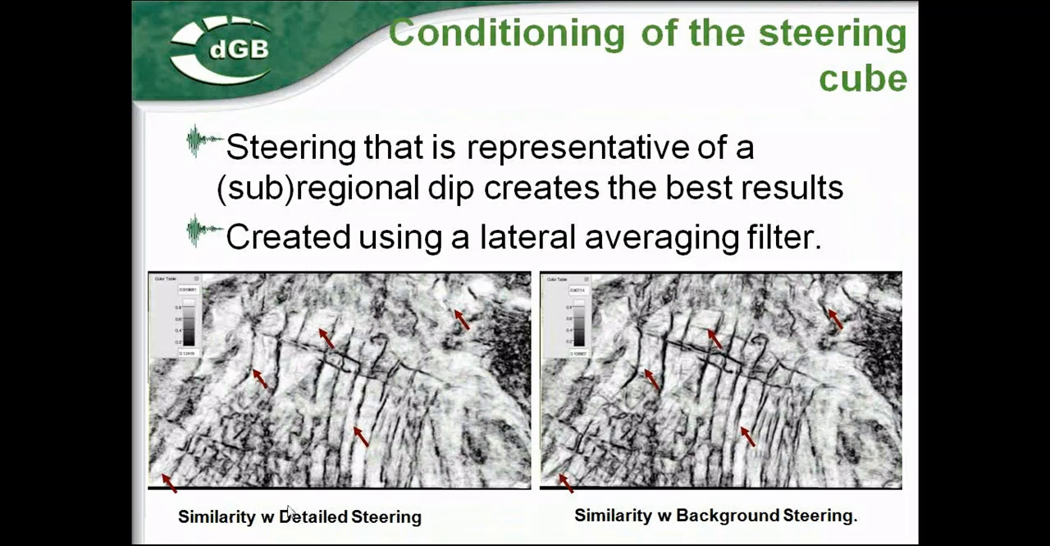This is a similarity attribute created with detailed steering, so without any lateral filtering. And this is a similarity attribute created with background steering. And you see at some places like here and here and here, the similarity attribute with the detailed steering doesn't pick up the discontinuity because the dip steering corrected for the discontinuity. Well, if you do it correctly, you just see quite clear faults there. In other locations, the quality of the similarity attribute is just not as high as when you do it with the background steering. So this is together with a dip median filter as a preconditioning step.